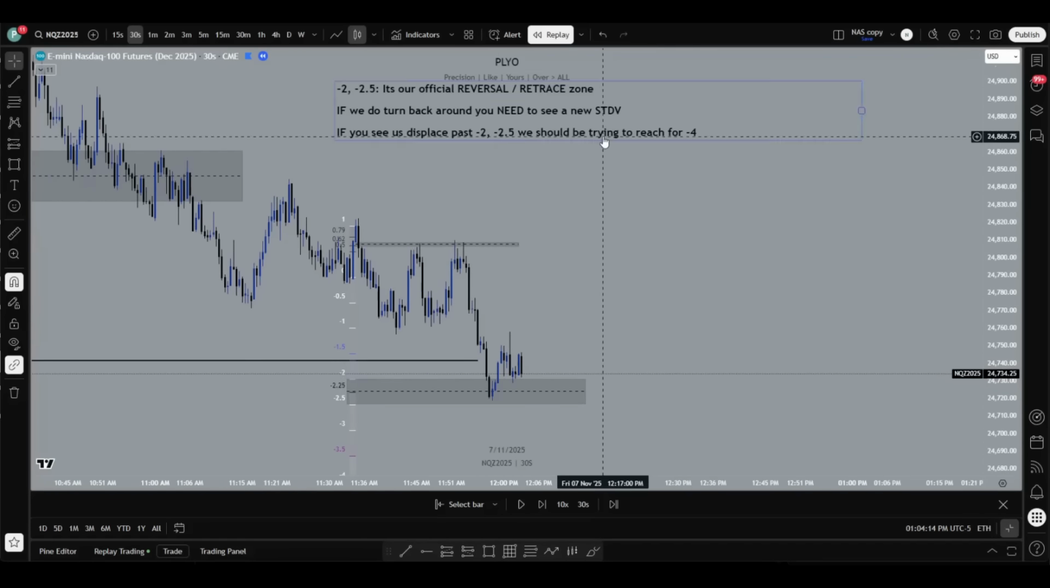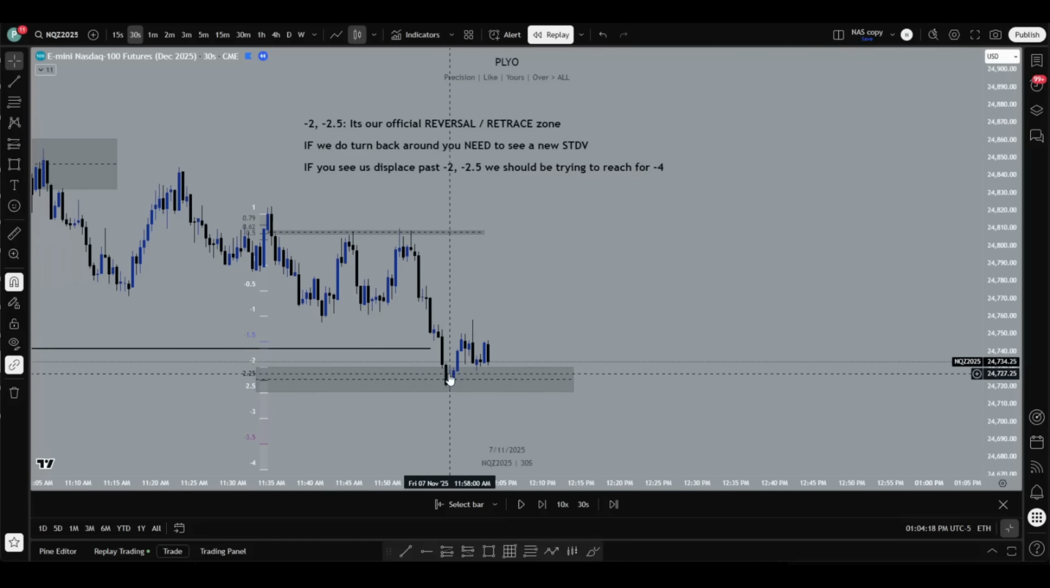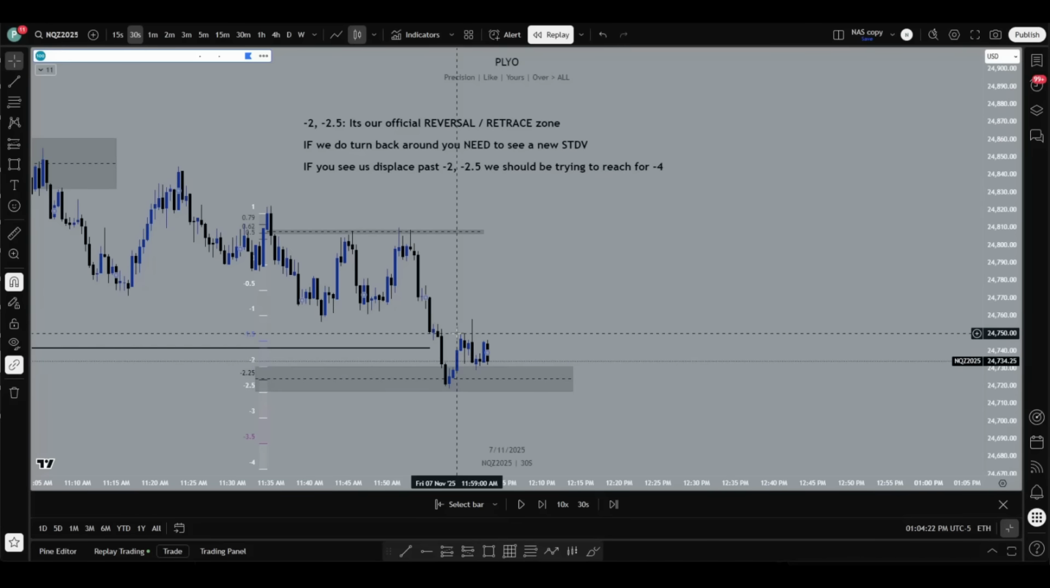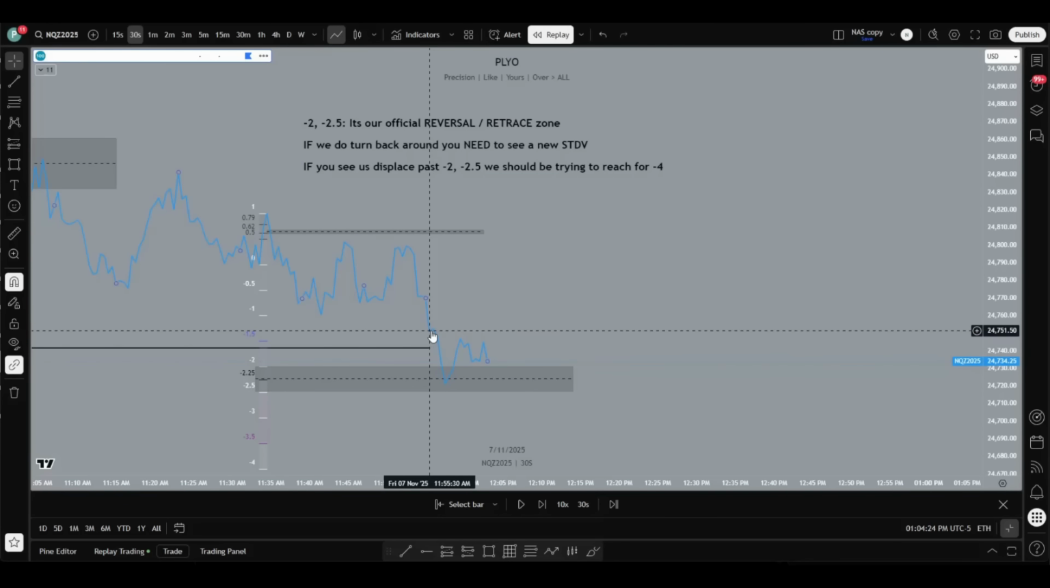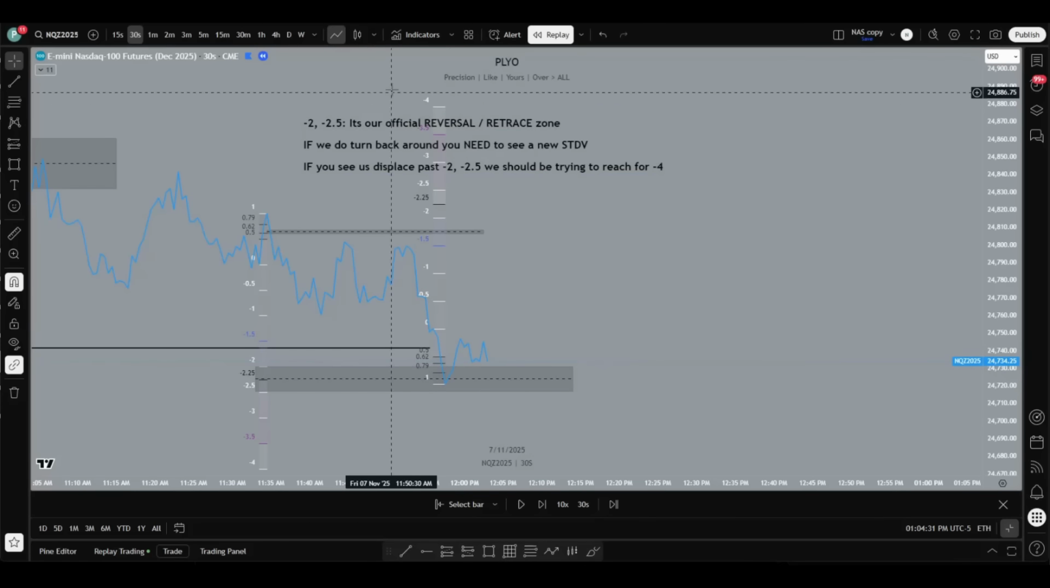What do we need to see here? We need to see a new standard deviation to the upside. Do we have potential for that? Yes, because we have a set of bearish candles here. Is it followed by bullish candles? Yes. But did we close above the hump first? Did we close above the hump yet? Not really. So we need to see us close above that 0.